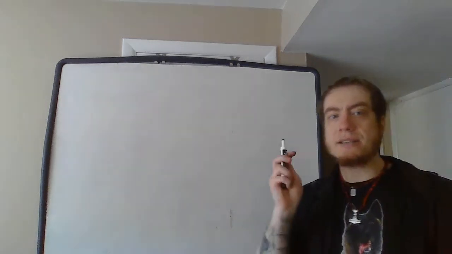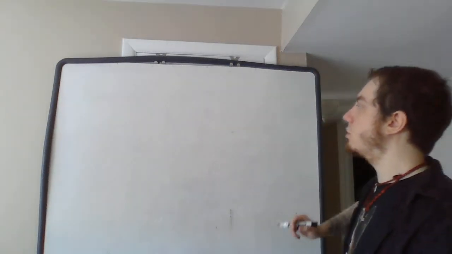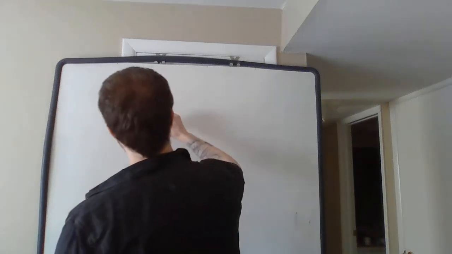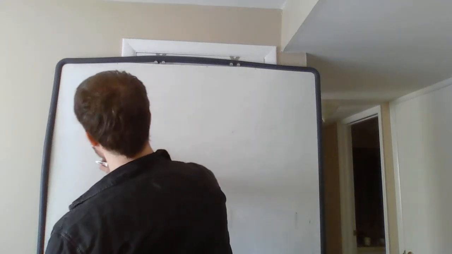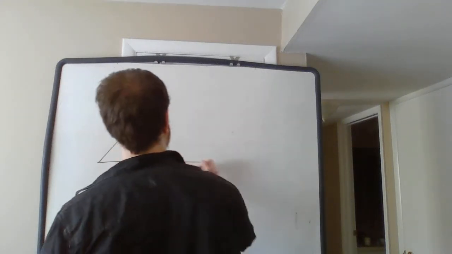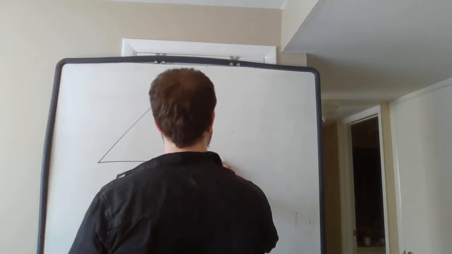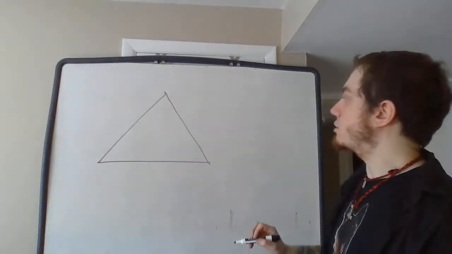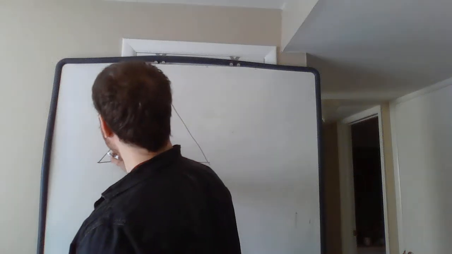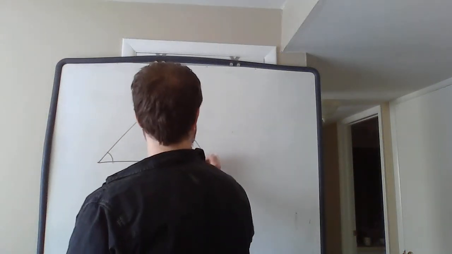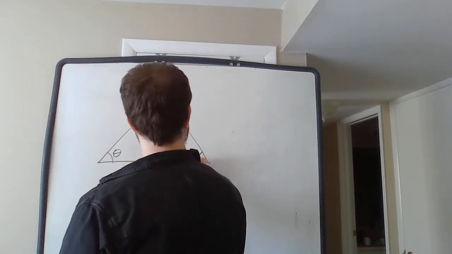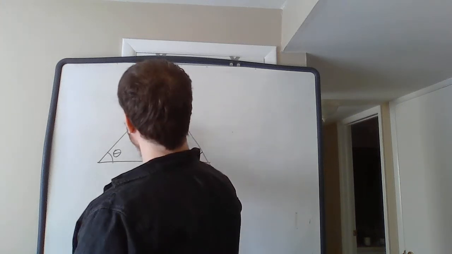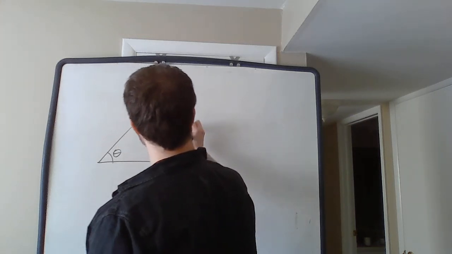Okay, so the next kind of triangle that we're going to look at here is, what if I take a triangle, and I want to make this one a little bit bigger because we're going to do some additional stuff to it. What if I take a triangle where all three angles are the same, and that means that all three sides are the same.